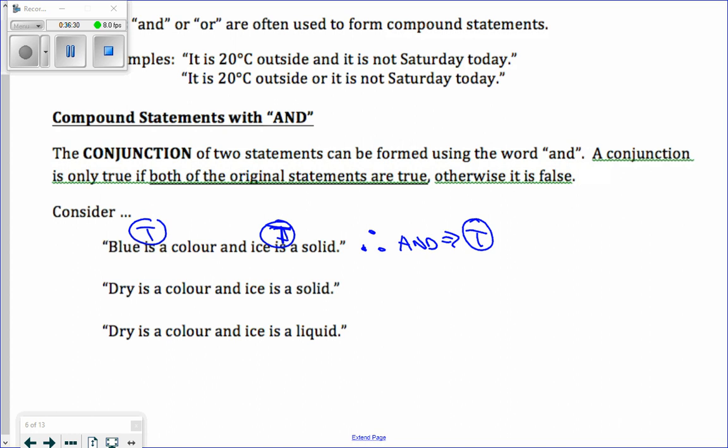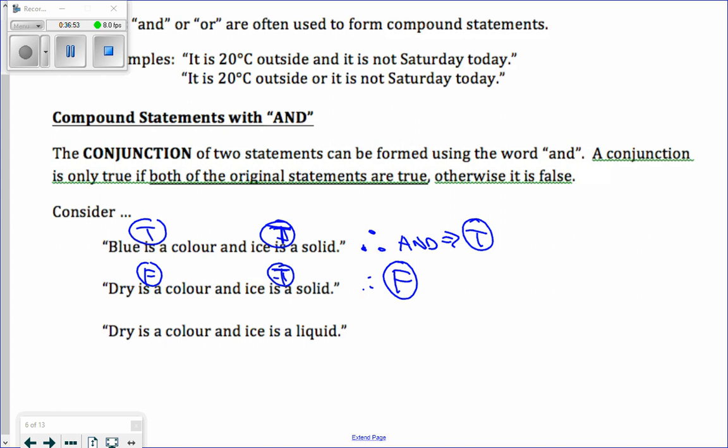Okay? Dry is a color. That's false. Ice is a solid. That is true. Therefore, the whole thing is false. It doesn't matter that one thing is true and one thing is false. If one thing's false, it negates the whole thing.